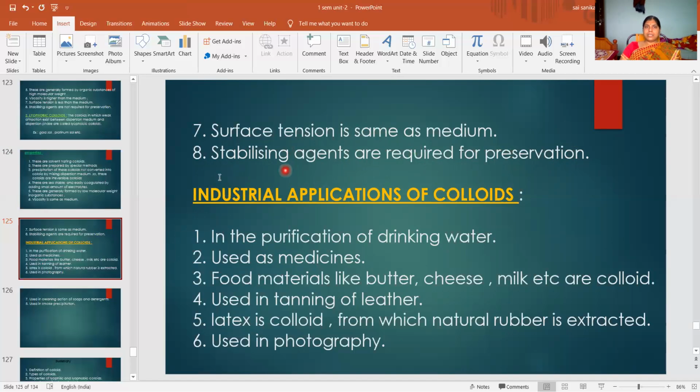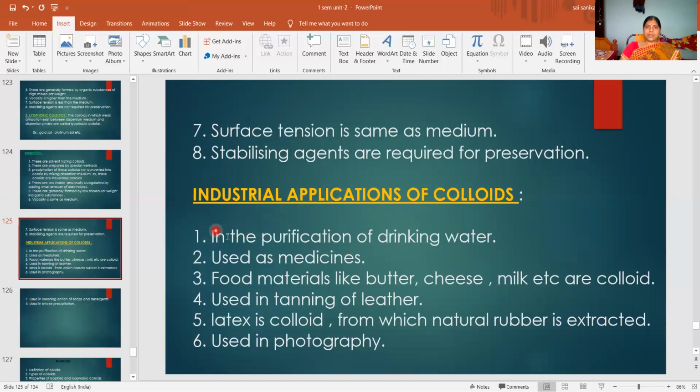Now come to the industrial applications of colloids. Applications means uses. So how do we use these colloids in industries? First, in the purification of drinking water.